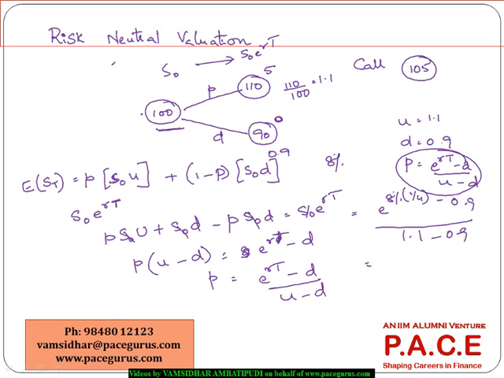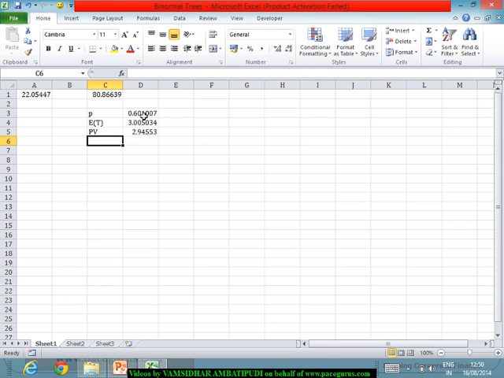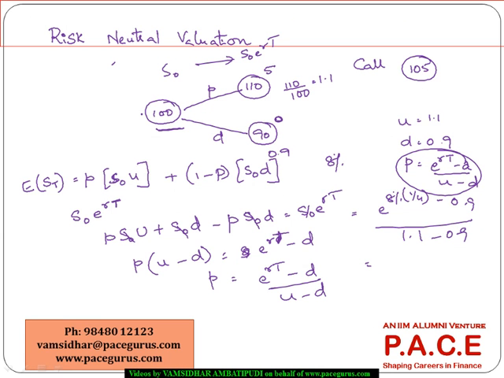So what we are saying is, if at all I'm using the risk neutral kind of a valuation mechanism also, the price of the call option is going to be more or less similar. So this is the typical way we can use to evaluate the worth of the call option using a single binomial tree kind of an approach.